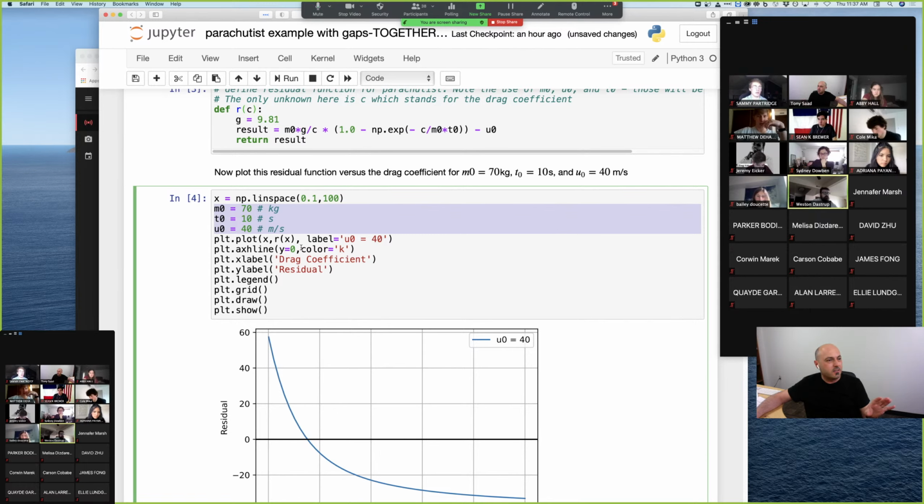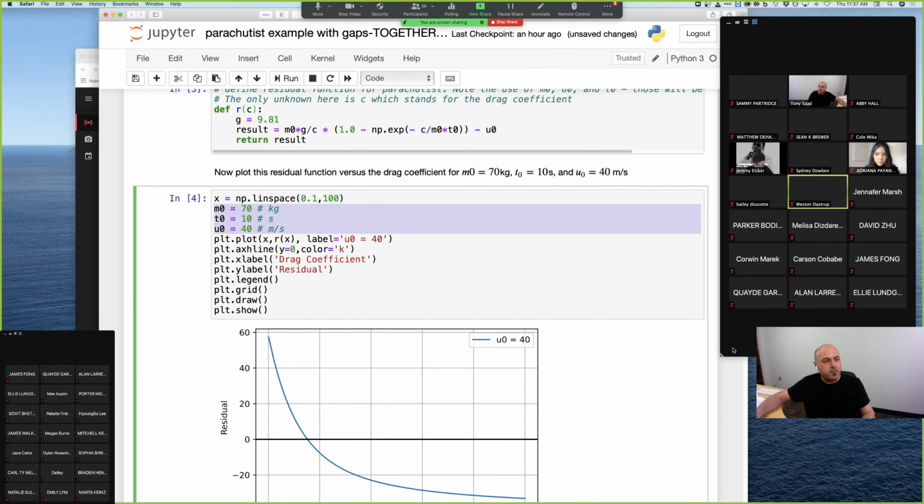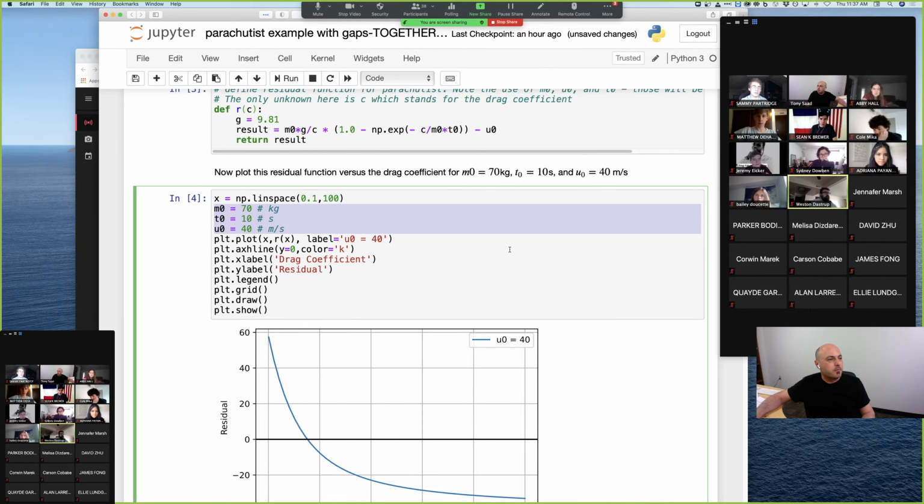Is this clear? Yeah. Is this not clear? Let me ask the negative question. Does anyone find this confusing or not clear? Speak up.